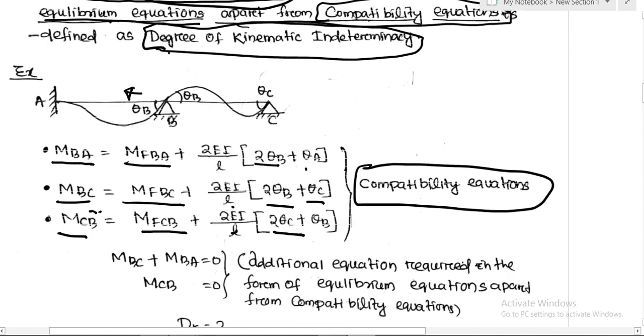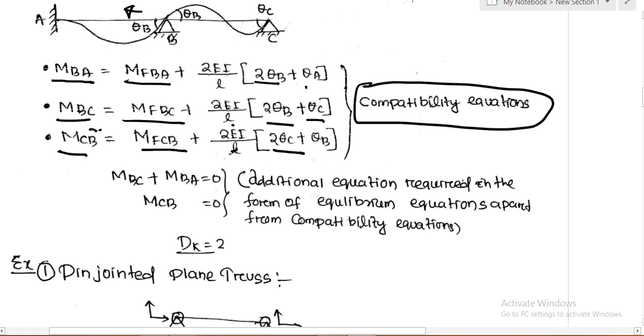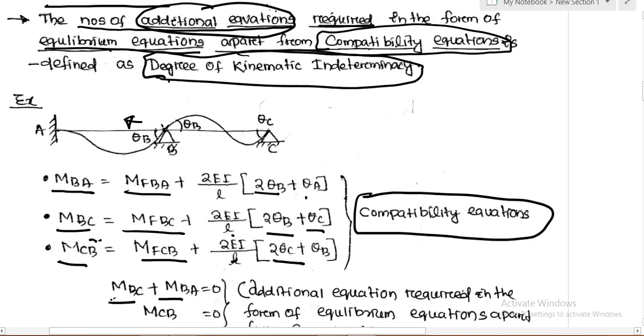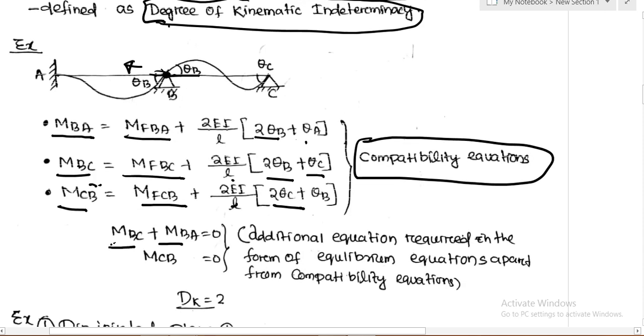Okay. So how many additional equations are required? The additional equation we can write down is that the total moment MBC plus MBA at joint B will be equal to 0. Similarly, if you draw the bending moment diagram, because this is the hinge part, the moment about CB will be equal to 0.